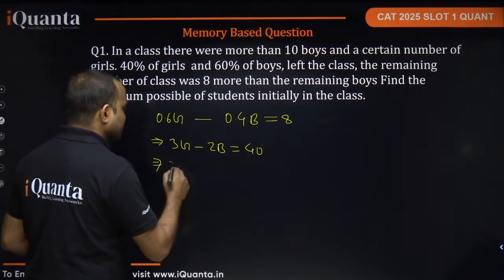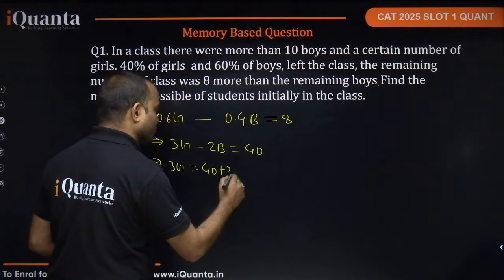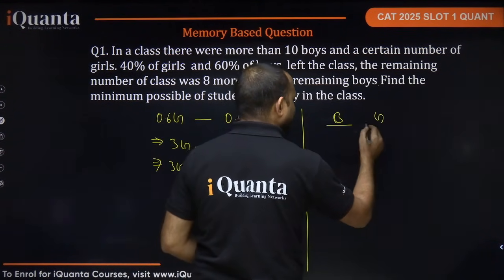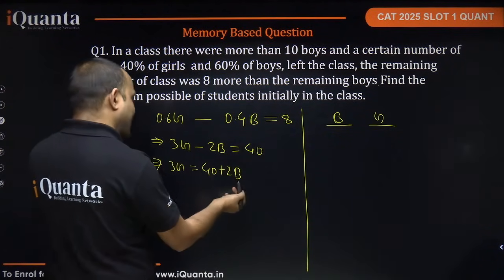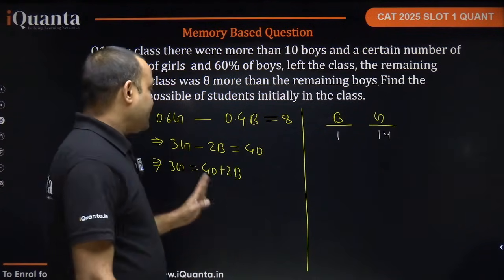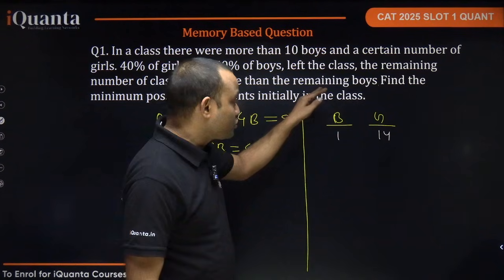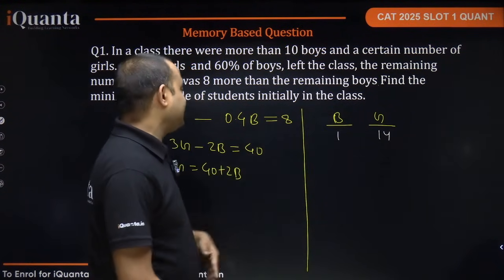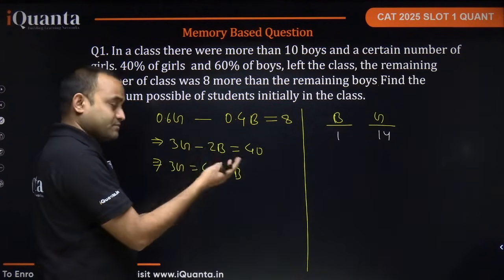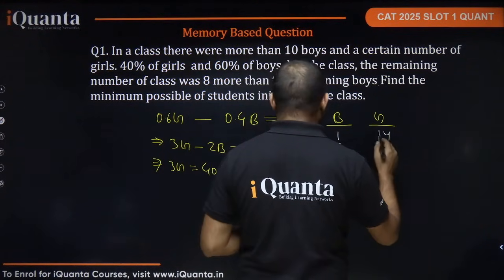Now, 3G, how do we get the first integral value? 3G is equal to 40 plus 2B. So to get integral values, if I take B minimum as 1, then this becomes 42, then G will be equal to 14. But remember, the coefficient of G is 3, of B is 2, and the sign is opposite, so the values of B will increase with the coefficient of G, that is 3. The value of G will increase with the coefficient of B, that is 2. So next value of B will be 4, and G will be 16.